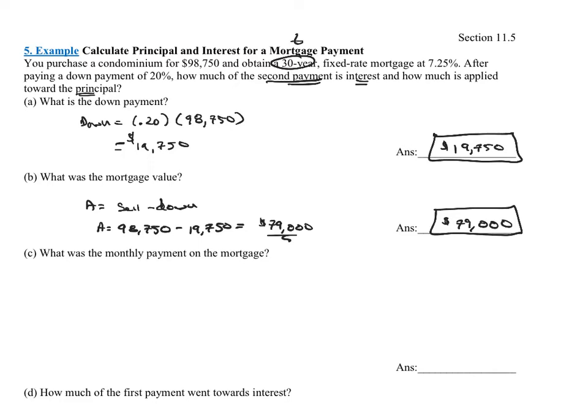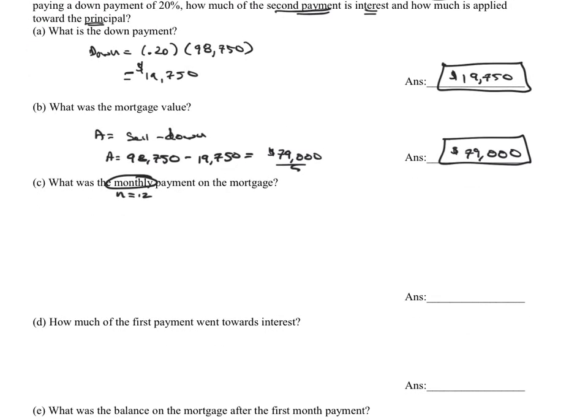Again, time here is 30 years. My interest rate is 0.0725 or 7.25%. It's a monthly payment, so this is N equals 12. Mortgages are always monthly. So we're going to use our payment formula, PMT equals A times R over N, all over 1 minus (1 plus R over N) to the negative NT.